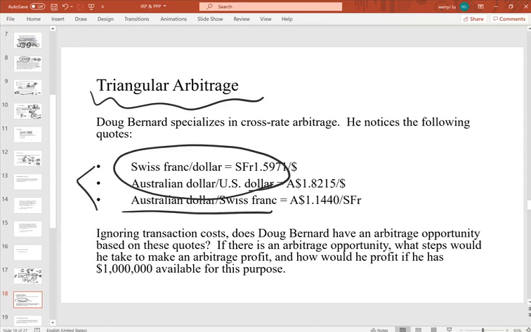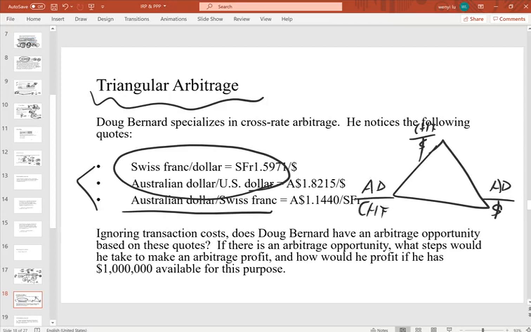So you must draw our triangle first, and in this triangle you can label the quotes on the 3 nodes. So this one will be the Swiss franc to dollars, and this one is Australian dollars to the dollars, and this one is Australian dollars to the Swiss franc.